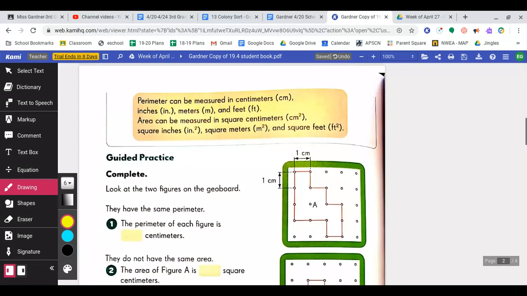Okay. So perimeter can be measured in centimeters, inches, meters, and feet according to the way that we are going to be measuring. Area is always measured in square centimeters, inches, meters, or feet. So if you see the little 2, we read that as squared. That tells you we're talking about area. When talking about perimeter, you don't use anything squared.